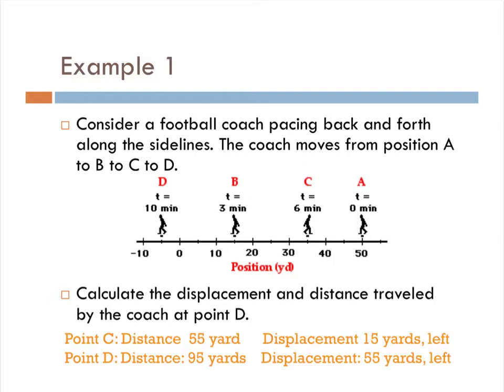You should have gotten from point A to point C a distance traveled of 55 yards, a displacement of 15 yards to the left. A negative 15 would have also been an accepted value. For part 2, you should have gotten a distance traveled of 95 yards and a displacement of 55 yards to the left. Remember that displacement needs two things, both a magnitude and a direction. Here, negative 55 would have also worked.